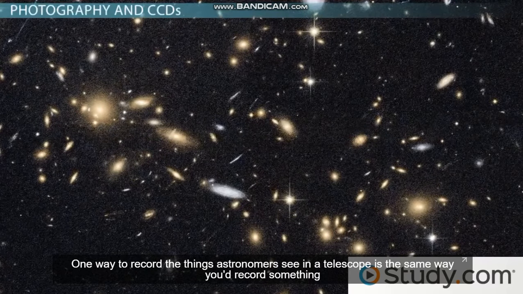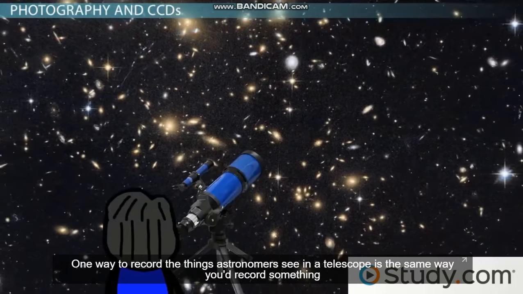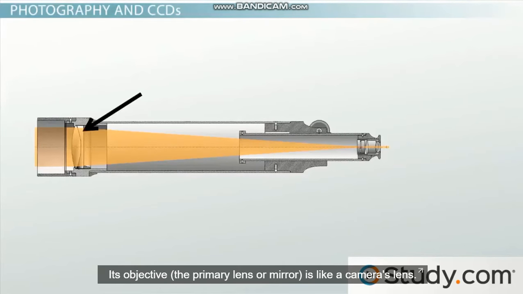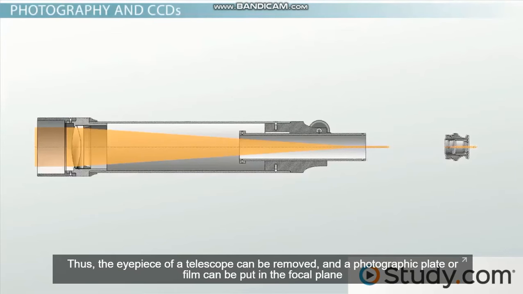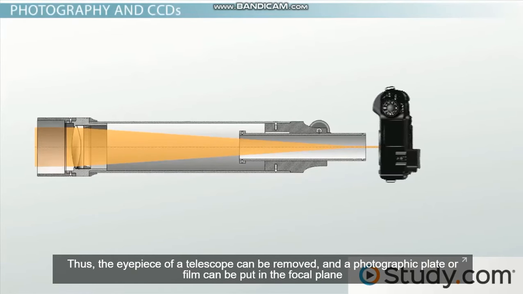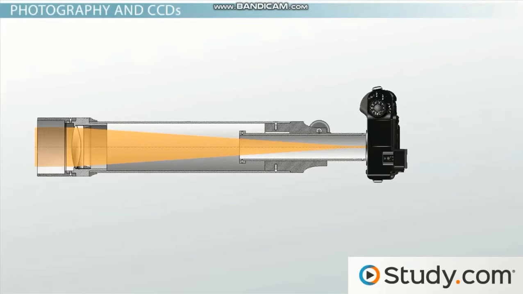One way to record the things astronomers see in a telescope is the same way you'd record something you see with your eyes for posterity. You use photography. A telescope can be used like a camera. Its objective, the primary lens or mirror, is like a camera's lens. Thus, the eyepiece of a telescope can be removed, and a photographic plate or film can be put in the focal plane of the telescope, as it would be placed in the focal plane of the camera's lens.